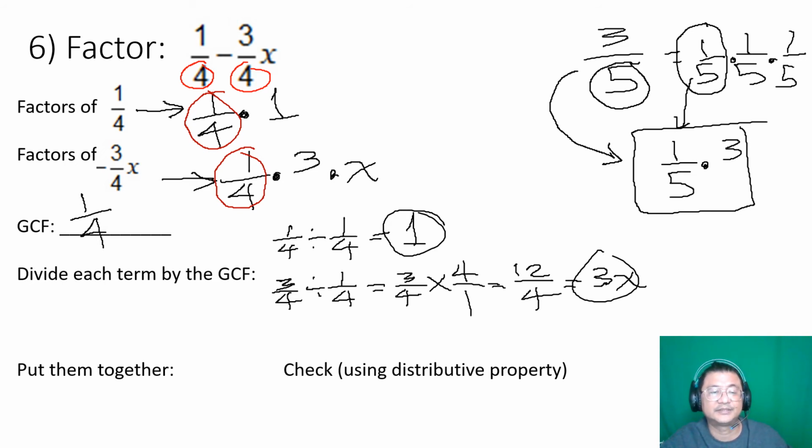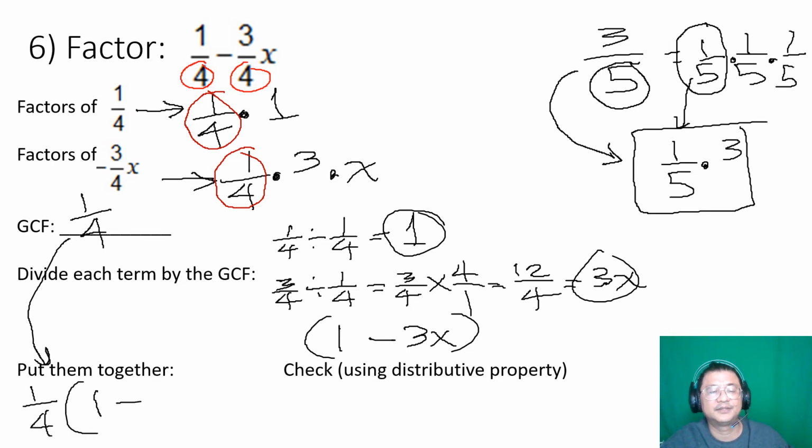So how do I write the second factor? The second factor will be 1 minus 3x. Put them together. 1/4 goes first, and then 1 minus 3x. Okay, check if it works. 1 times 1/4 is 1/4. 1/4 times negative 3x is equal to minus 3/4 x. So we are good. Correct.